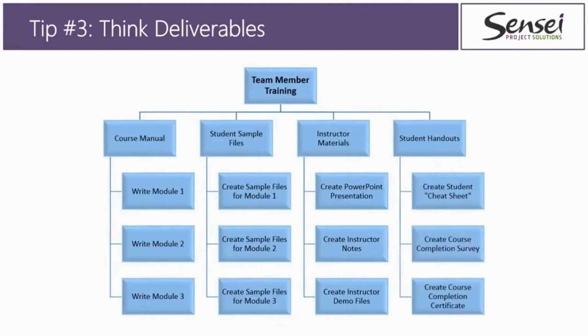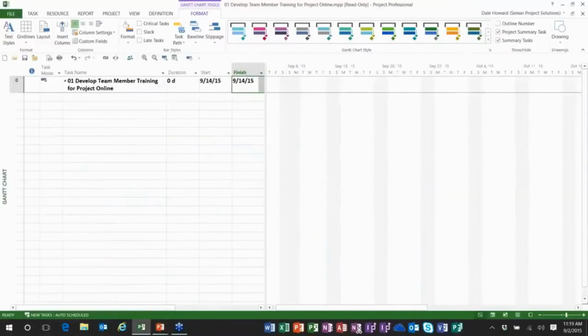Then how about these student handouts? What do we do there? Well, we'd want to create a student cheat sheet, and we'd want to create a course completion survey to know, are we doing a good job? And then lastly, we'll probably need a course completion certificate template as well to create course completion certificates for our students after each class. Well, folks, that's called deliverables-based planning. Do you see how we started with the deliverables, and then we flesh out the detailed tasks to actually create those deliverables? Now, how does this work in Microsoft Project?